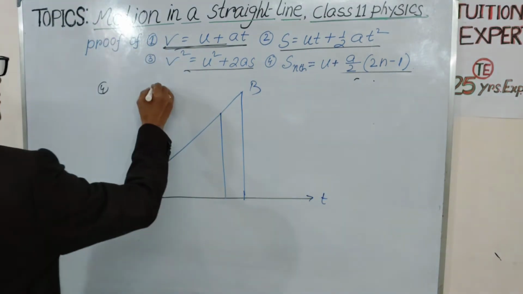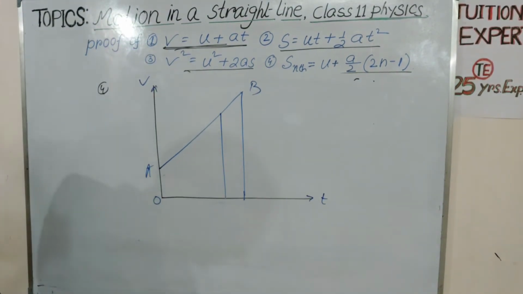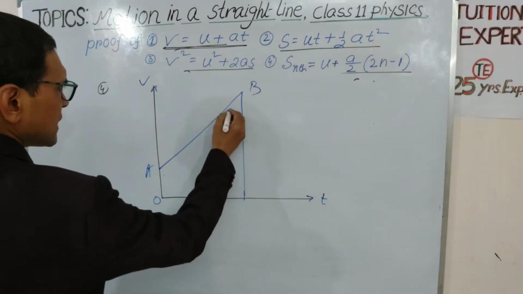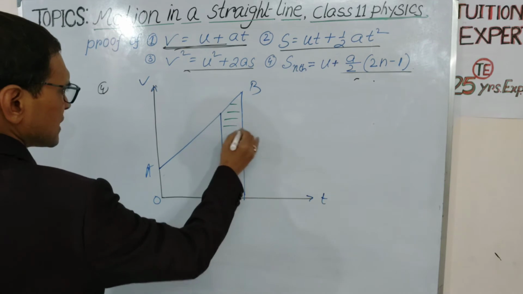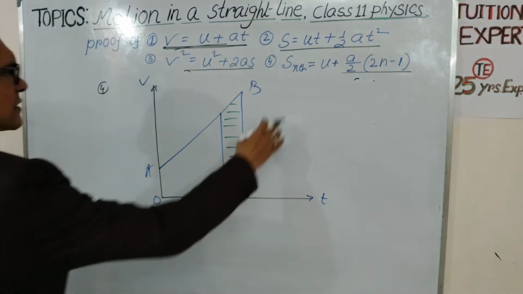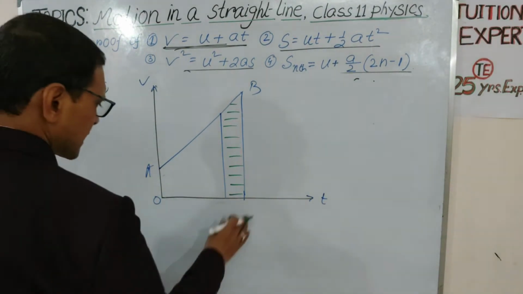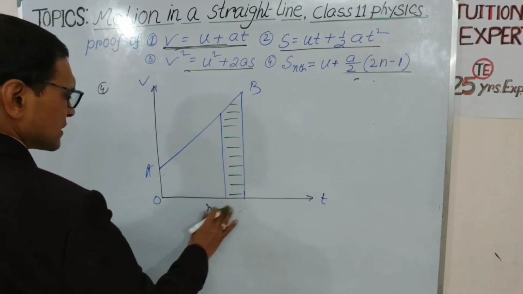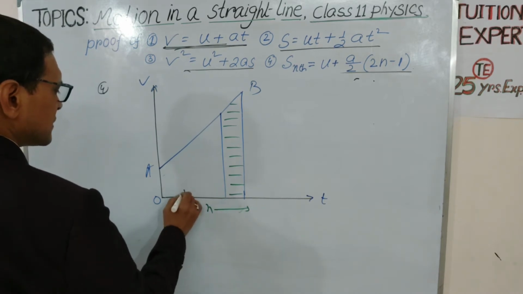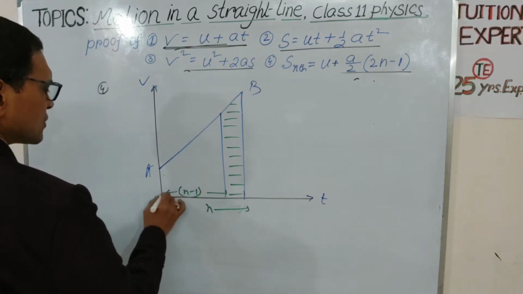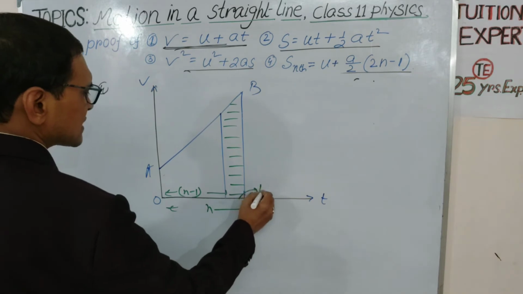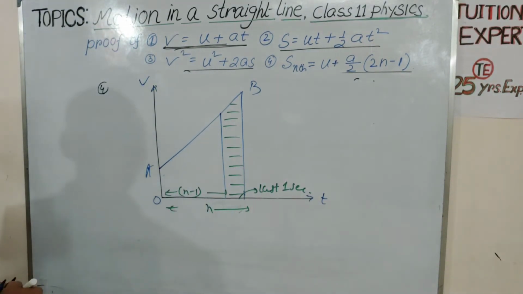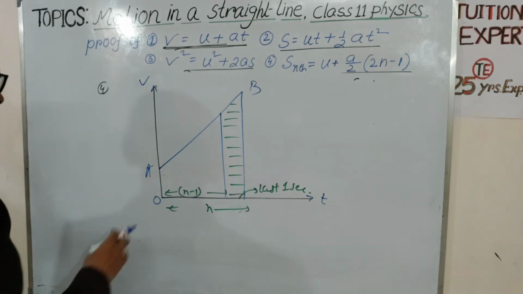This is time, this is velocity. So the area, this area denotes the distance traveled in the last 1 second. If this is n second, and this is n minus 1 second, so the last 1 second is this. Now we have to calculate this area.